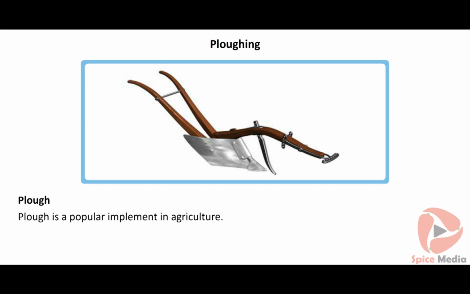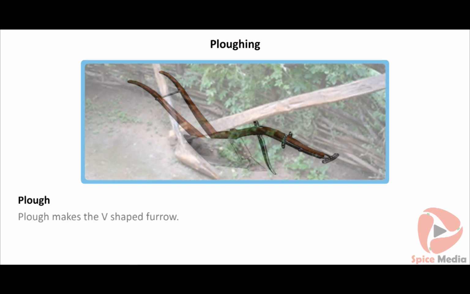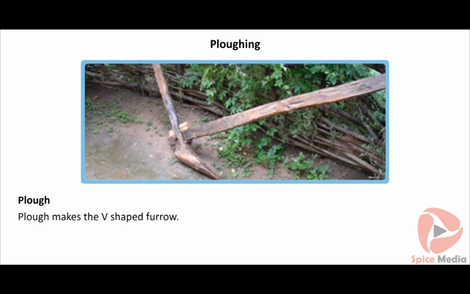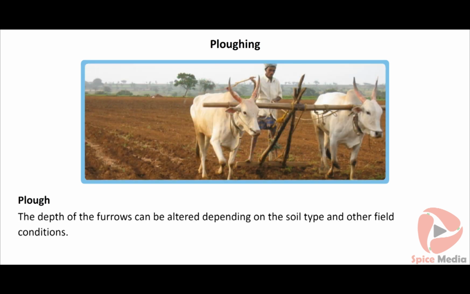Plough is a popular implement in agriculture. It is T-shaped. One arm penetrates the soil with its wedge-shaped iron point. Plough makes the V-shaped furrow in the soil. The depth of the furrows can be altered depending on the soil type and other field conditions.